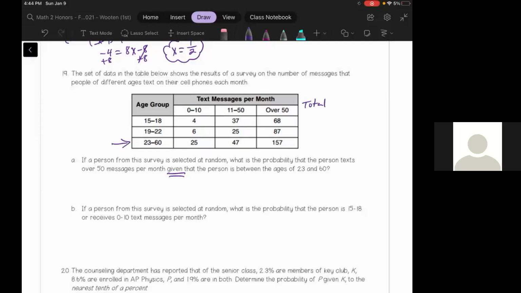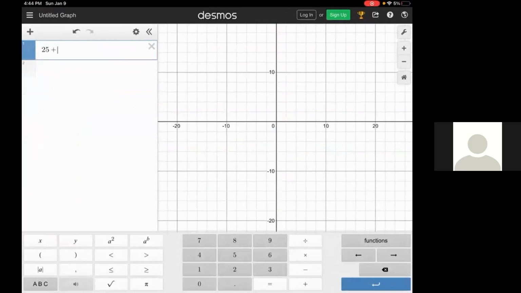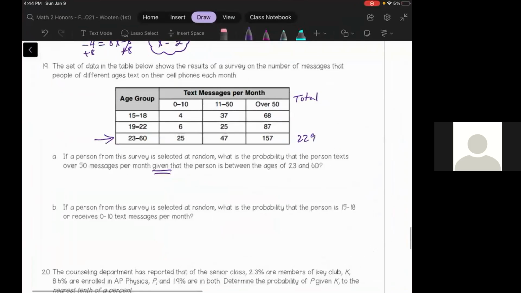So 25, 47, and 157. If I add those up, 25 plus 47 plus 157 makes a total of 229 people. So they are in that 229 people group for the ages of 23 to 60. So if we're given that much, what is the probability that they text over 50 messages per month? Well, there are 157 people in that group out of the 229 that we know this person has to be in. So here are our odds.